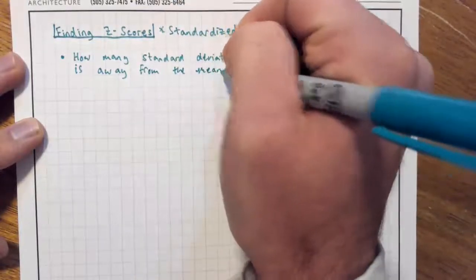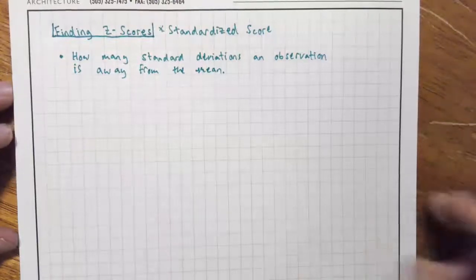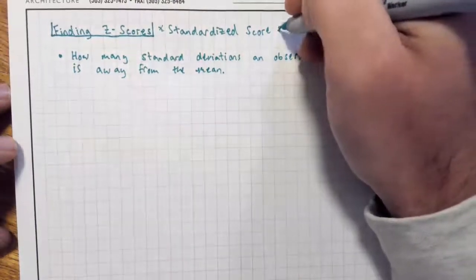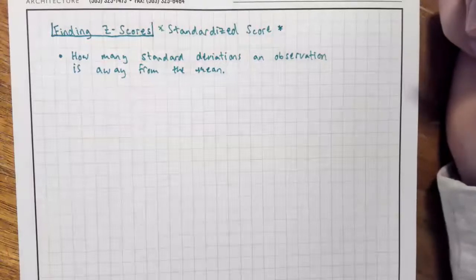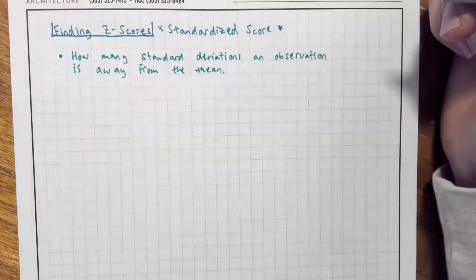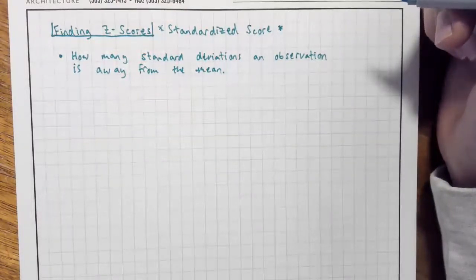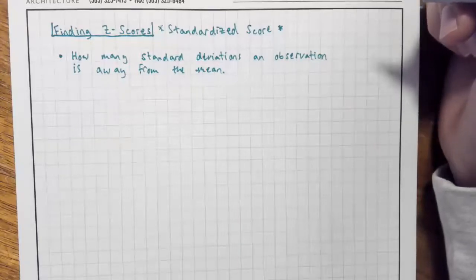This is one of the most important things that we're going to talk about in AP statistics. This is something that you're really going to want to have a good handle on. It's going to be used all the way up until May. A lot of ideas come from this concept of z-scores. Again, it's just how many standard deviations an observation is away from the mean.